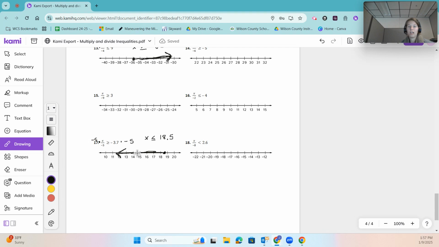Okay. All right, there are several more that you can practice on, but that is how you multiply and divide inequalities.